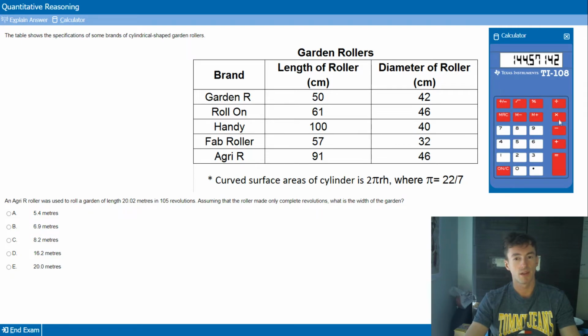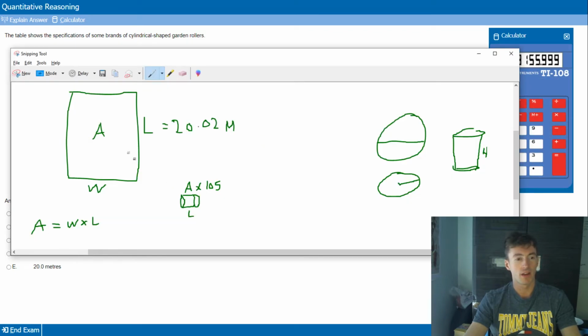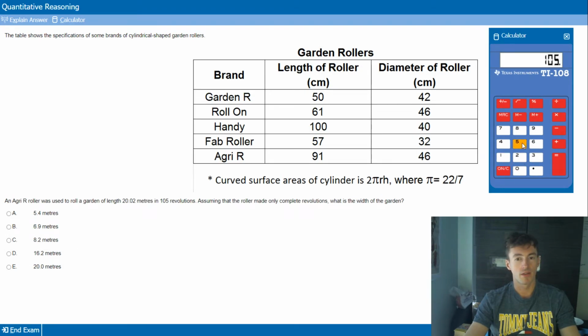So if we times this by 91, we should get the area, which is 13,155.999. So all we need to do now is times this by 105, and then we'll get the area of the garden. So do this times by 105, get the answer, or the area of the garden, as 1,381,379.8.